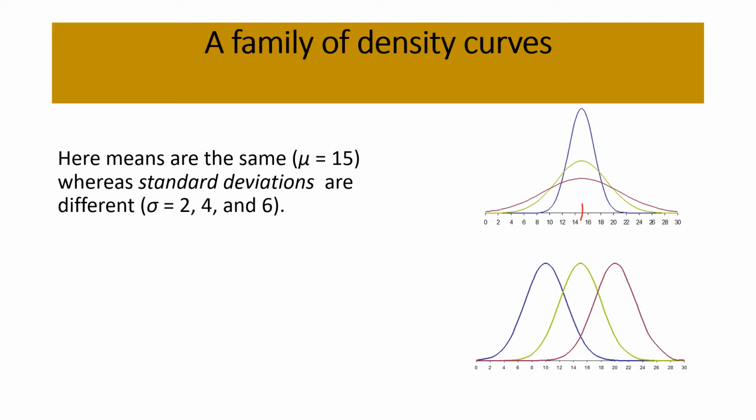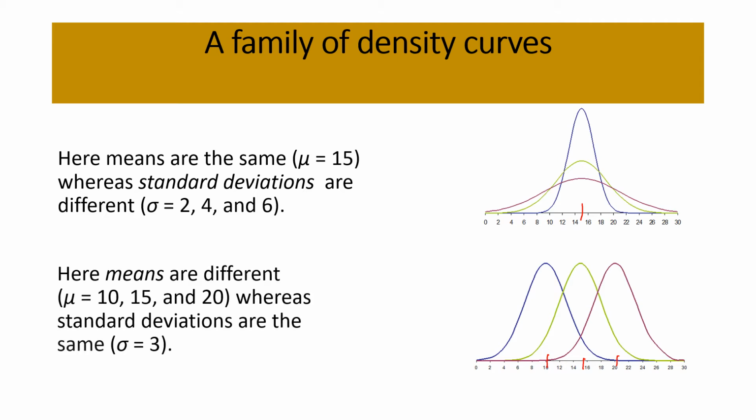For the second family of curves, it looks like the centers vary. The centers of these distributions vary, but the standard deviation is the same because the shape of the curve is the same. I can say that the means are 10, 15, and 20, whereas the standard deviation is 3, the same throughout.